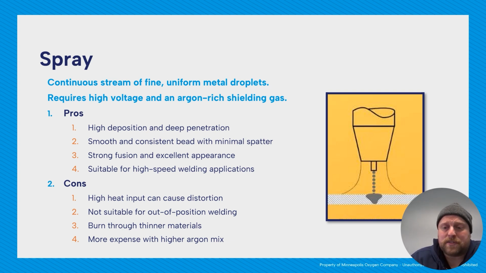Well, what that gives you is globular. So you're doing globular, or you could even say short circuit, just at super high energy. It's not until you get over 80% argon that you're going to get into spray. So that 75-25 that most people have for short circuit, if you keep that and just crank up everything else, you are still not going to get to spray. You need to increase the argon in your gas.